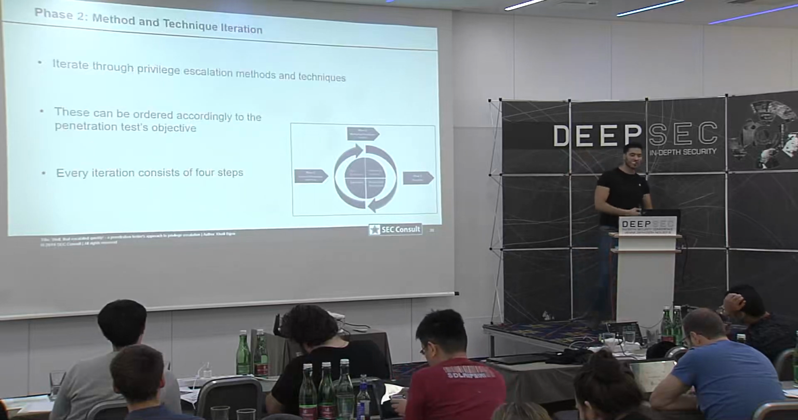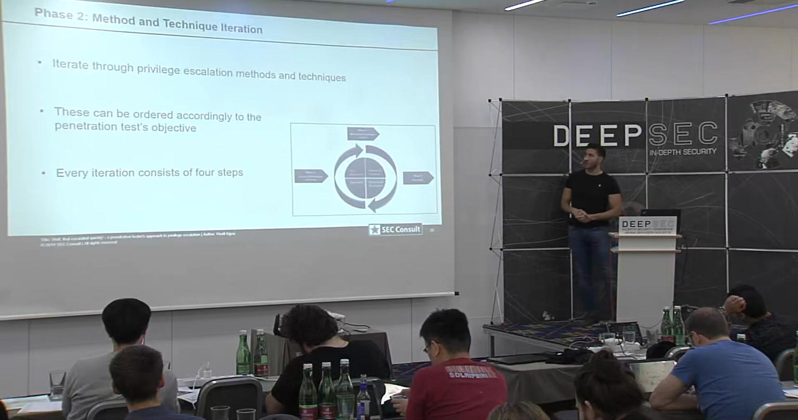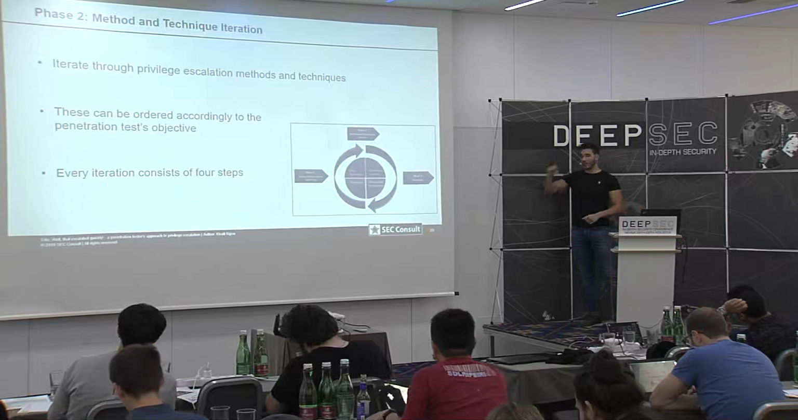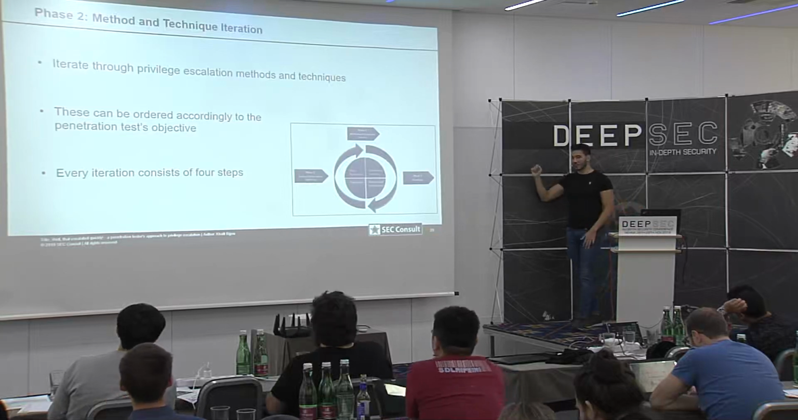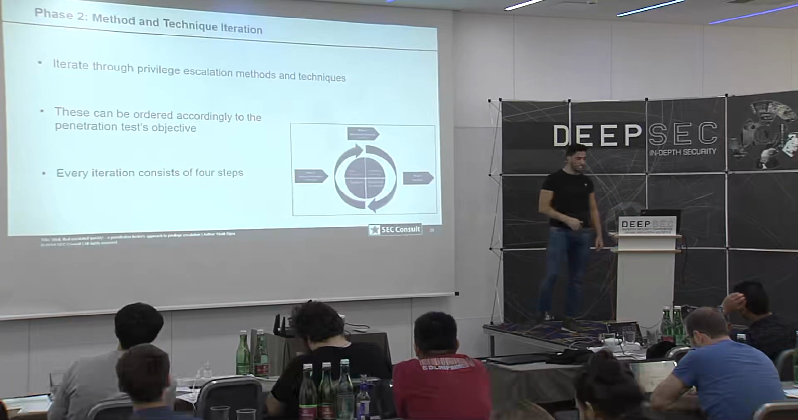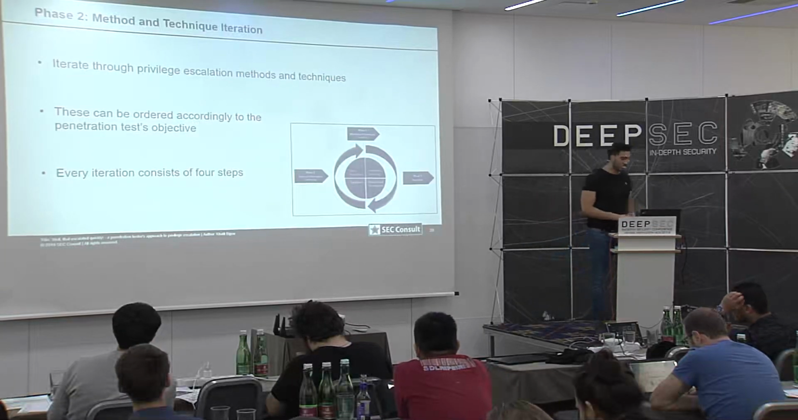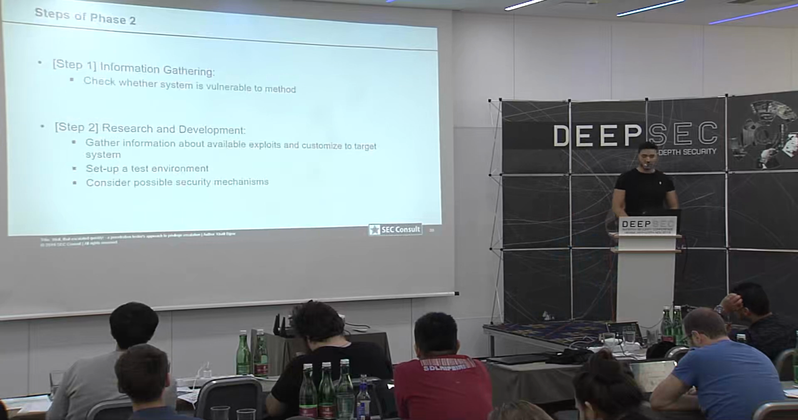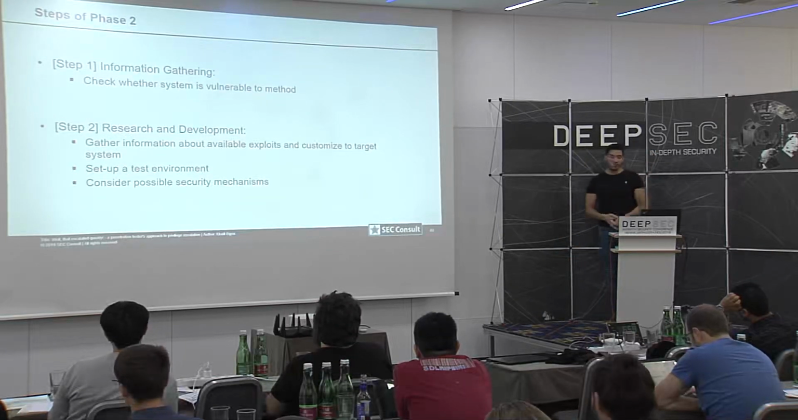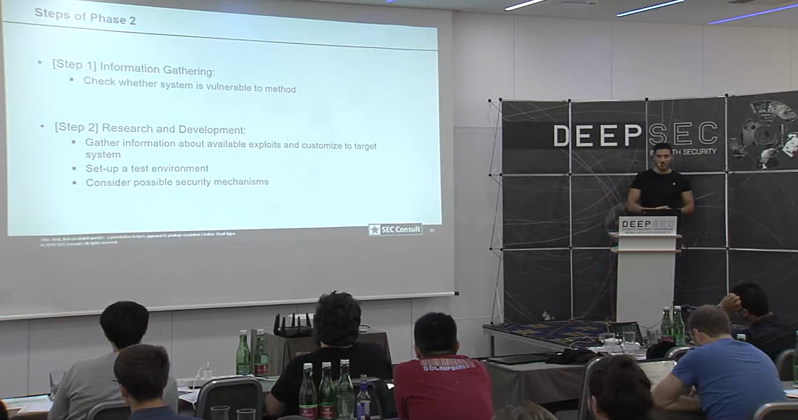In the second phase, called the method and technique iteration phase, we go through the attack tree, or through all the different attack vectors that exist, and try one after the other. And this again is divided into 4 steps. The first step is a small information gathering phase, where you just check: is there a vulnerability, yes or no? If there is, you take the second step.